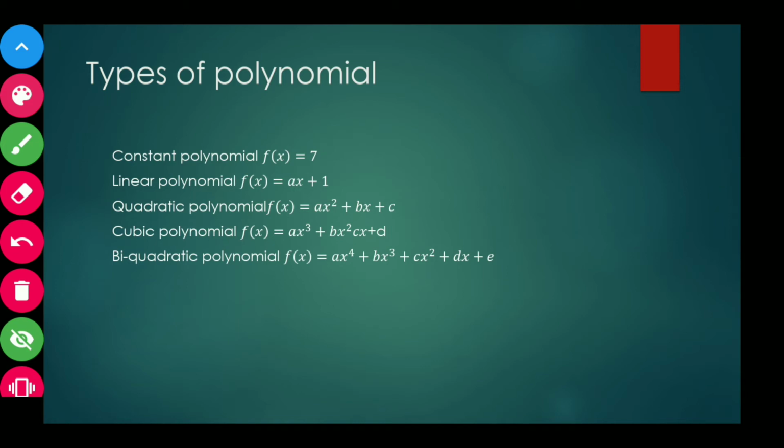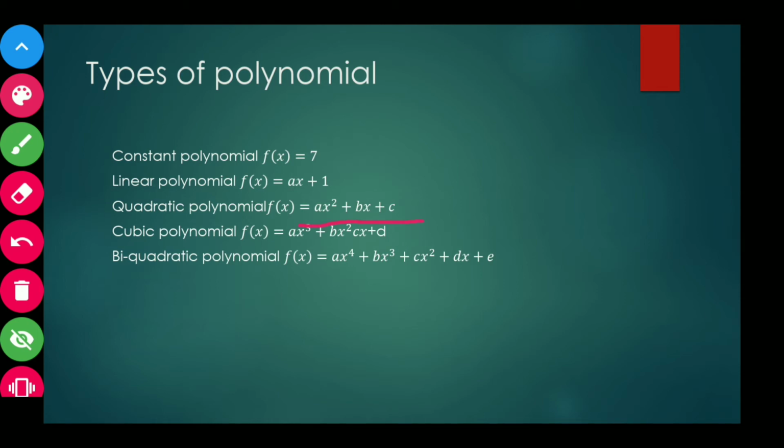Next one is the quadratic polynomial. The degree of the polynomial should be 2 in this case. That means if a polynomial has degree 2, it is called a quadratic polynomial. The standard form of the quadratic polynomial is given here, ax square plus bx plus c.